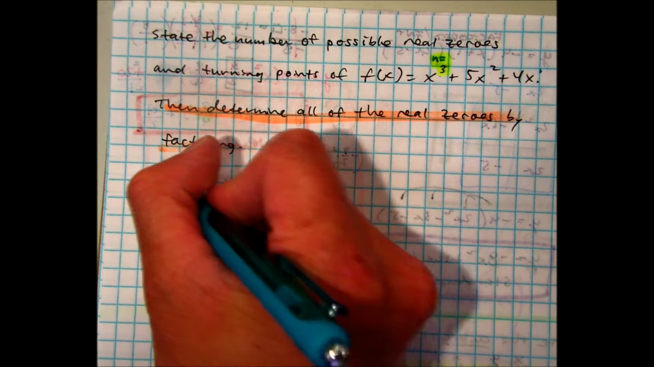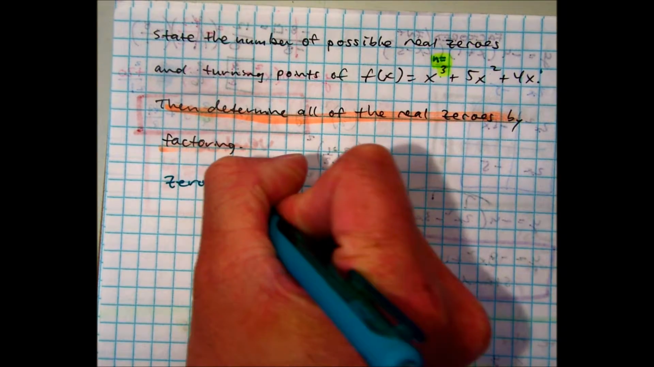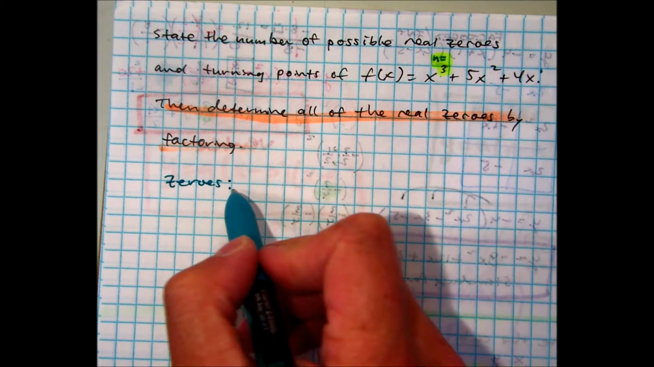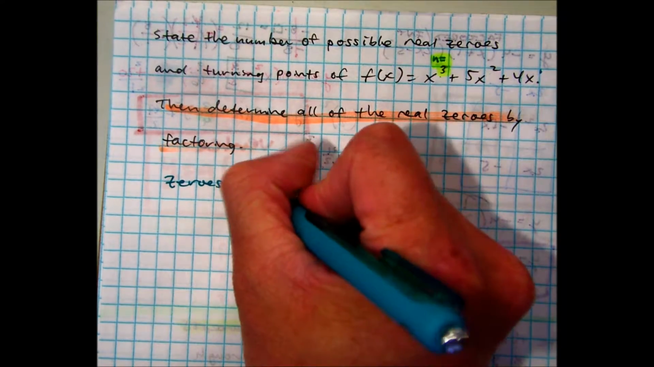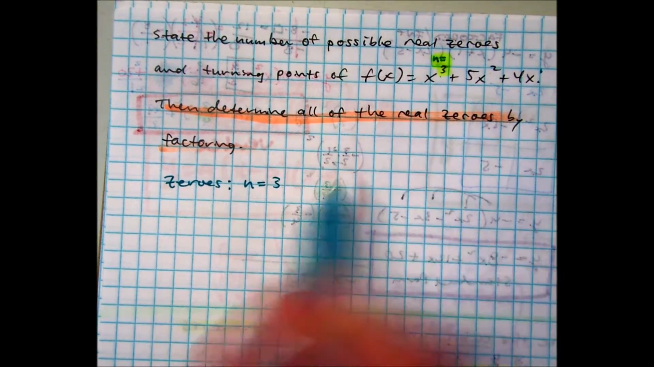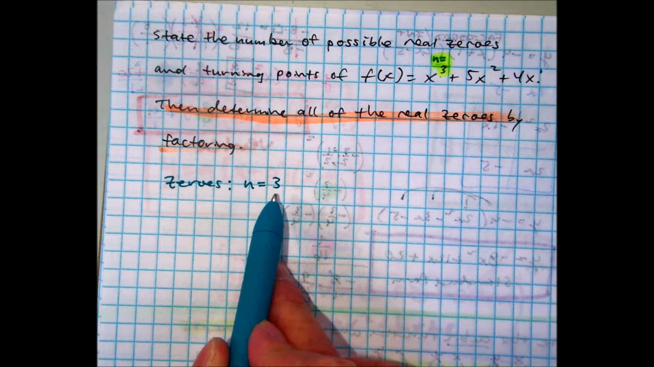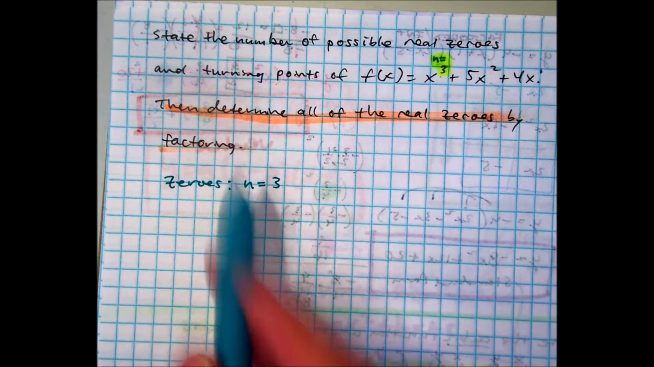So, state the number of possible zeros. Well, my zeros is just equal to n. So we're going to have, at max, 3 zeros there. Okay, so I've done that.